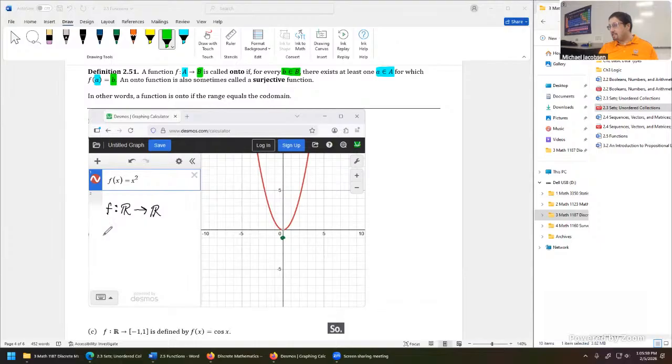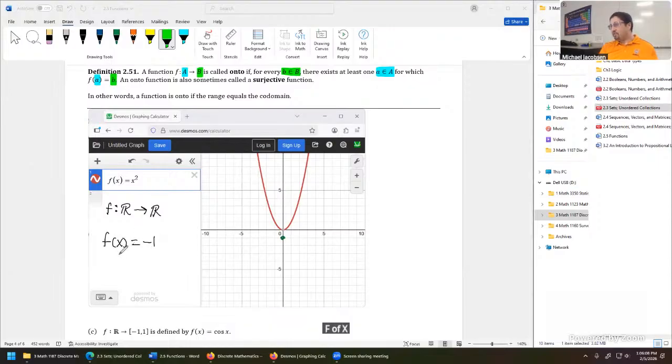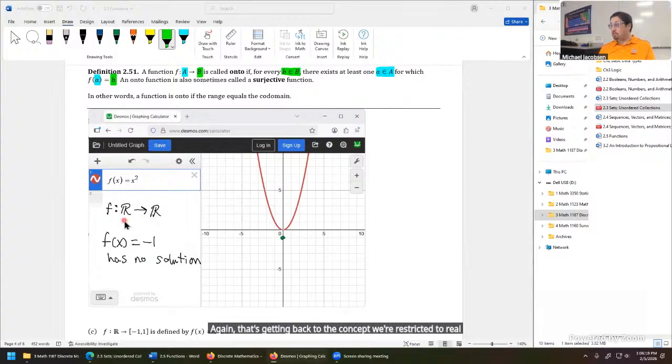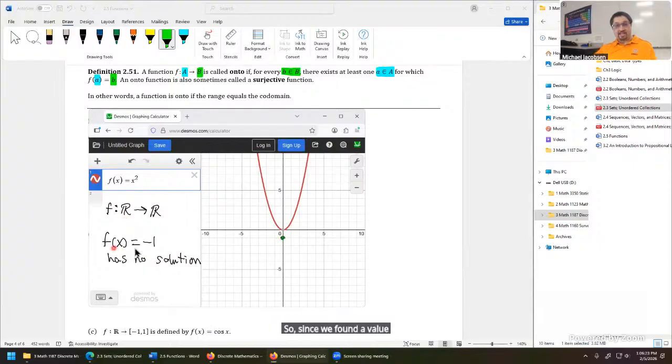So we can write f of x equals -1 has no solution. Again, that's getting back to the concept we're restricted to real valued functions. We're not working in the complex plane. So since we found a value for which there's no x resulting in that output, that particular function f is not onto.